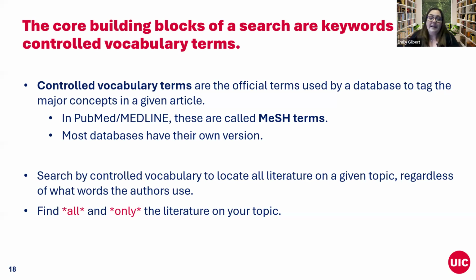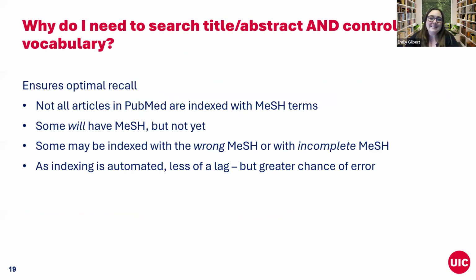So again, it is supposed to be able to find everything regardless of what terms the authors are using when they write. And it should find all and only the literature on your topic, ideally. Well, you might be thinking, if that's the case, why do we need keywords? And the reason is that this ensures optimal recall because no system functions perfectly.